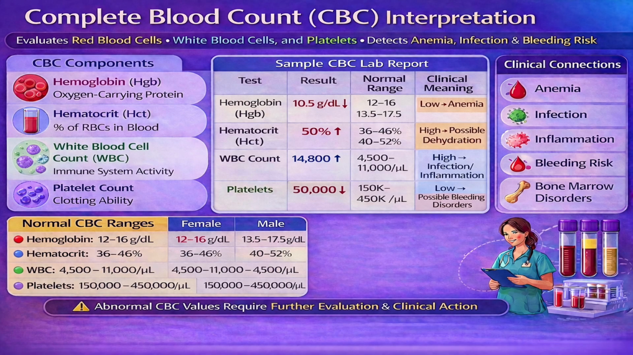One of the most frequently ordered laboratory tests in clinical practice is the complete blood count, or CBC. This evaluates the major cellular components of blood, including red blood cells, white blood cells, and platelets, and provides important information about a patient's physiological status. Several key measurements are included in a CBC.